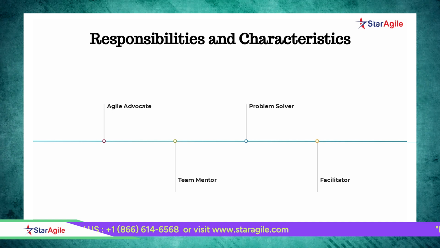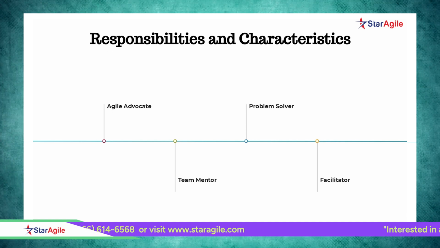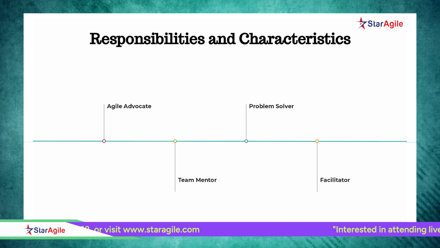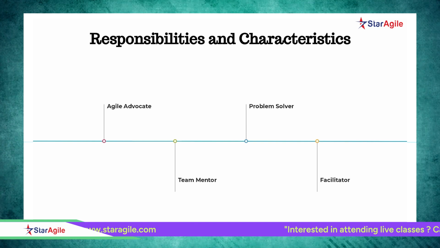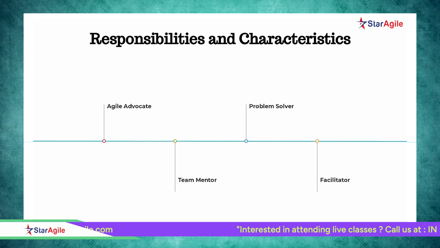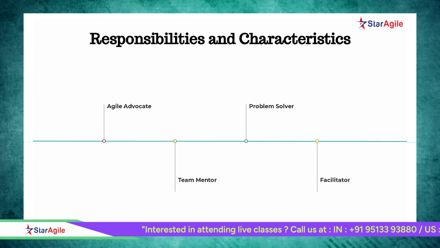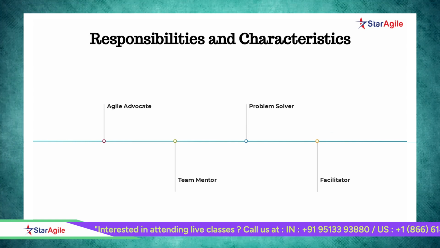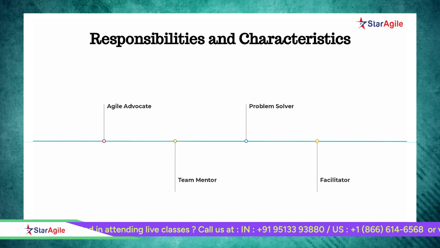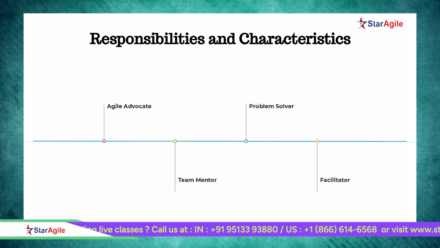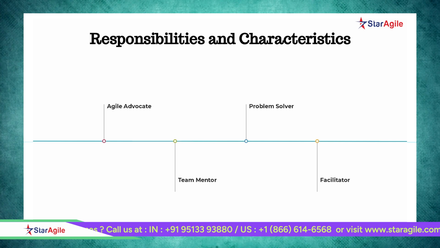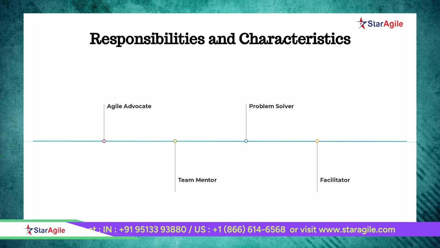Responsibilities and characteristics of a Scrum Master. It is very important that we spend good time to understand the various responsibilities which fall under the purview of the Scrum Master. As an Agile advocate, Scrum Master responsibilities revolve around promoting, advocating for, and facilitating the adoption of Agile principles and practices within the organization.